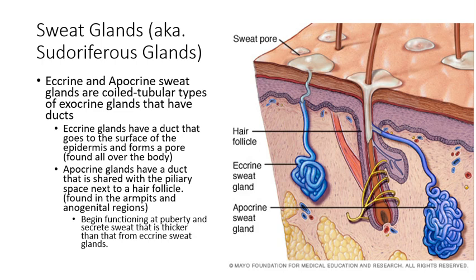So one thing we're going to see in the dermis is glands. One type of gland is sweat glands. They're also known as sudoriferous glands. There's two types of sweat glands, eccrine and apocrine.